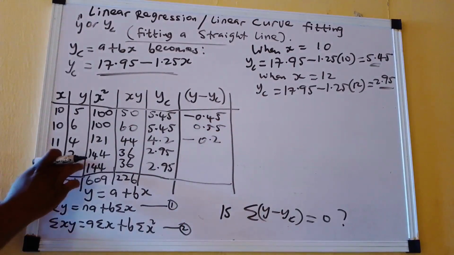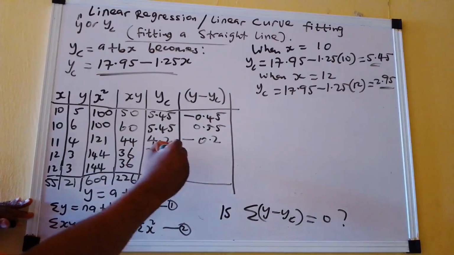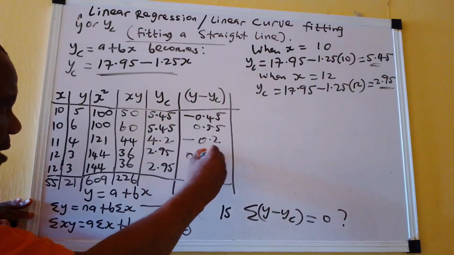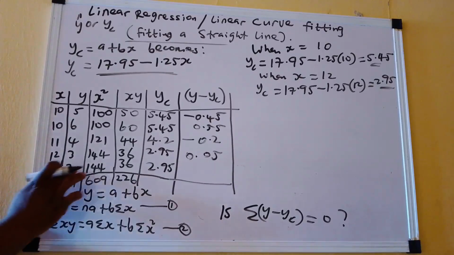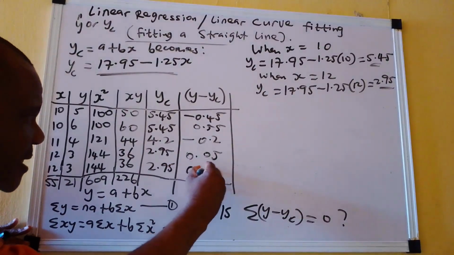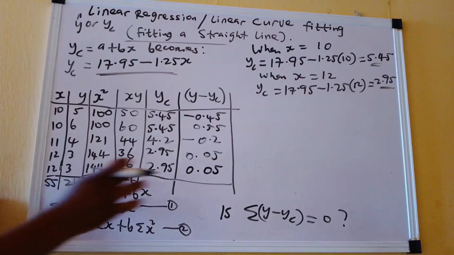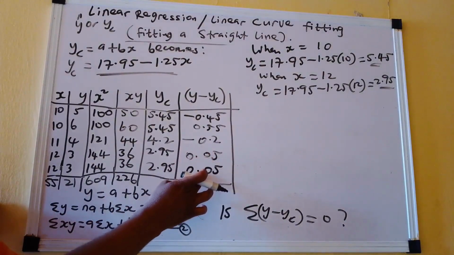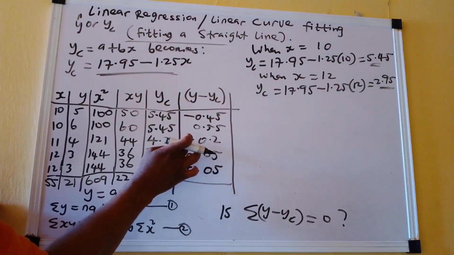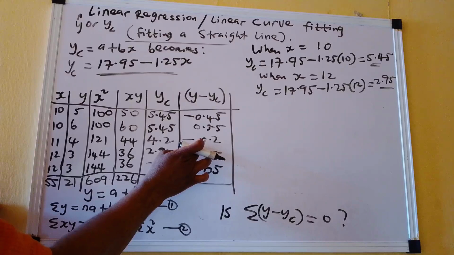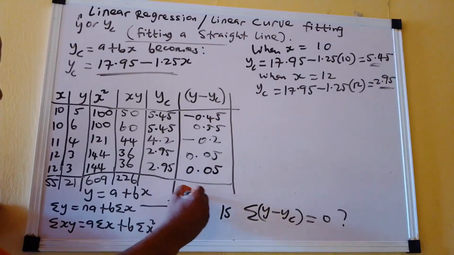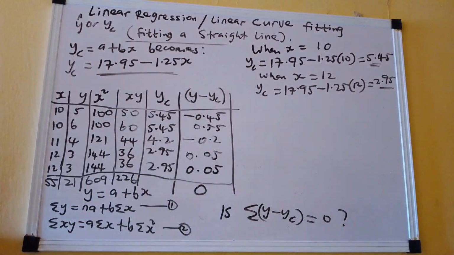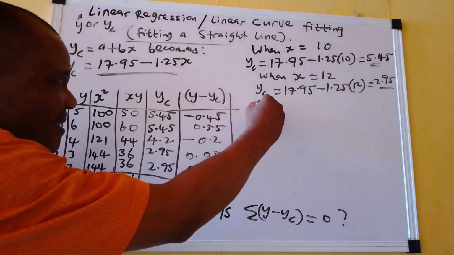0.55. Then 3 minus 2.95 will give you 0.05. 3 minus 2.95 is also 0.05. Now let's go ahead. 0.05 plus 0.05 is 0.1. 0.1 minus 0.2 is minus 0.1. Plus this, it will be plus 0.45. Minus this, you are going to have 0. So yes, you now say yes.